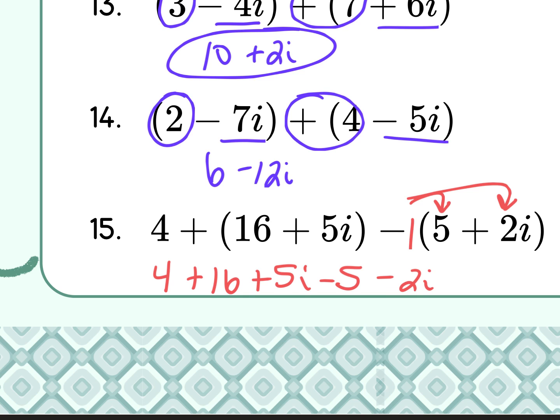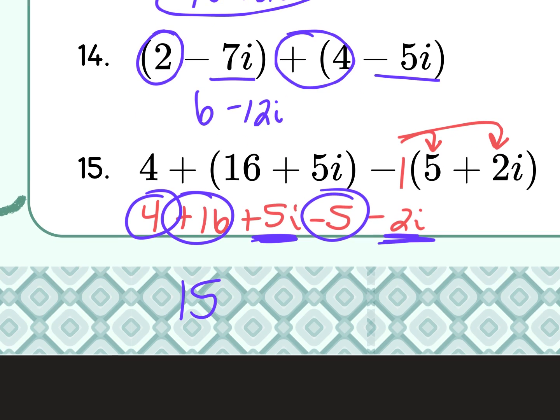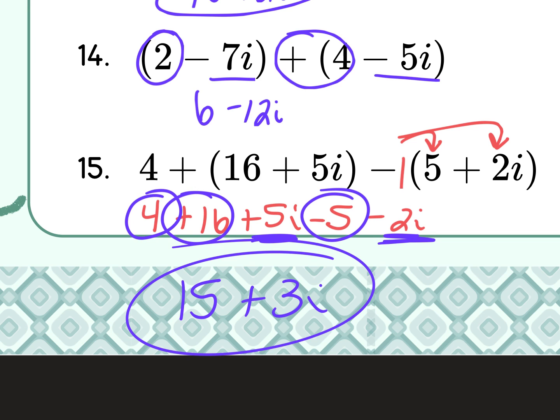And now real goes with what? Real goes with real. What's 4 plus 16? 20 minus 5. 15, good. And then imaginary with imaginary. What's 5i minus 2i? 3i. Plus 3i. That's it. You're just combining like terms as if it were a variable.